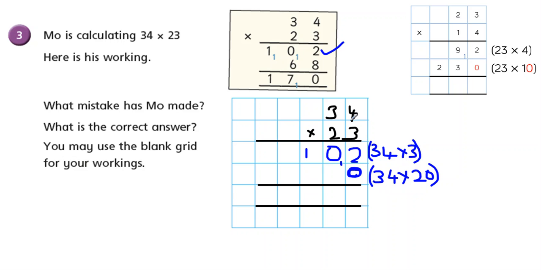I think I spotted this mistake. 4 times 2 is 8. 3 times 2 is 6. And you see the mistake that he's made. He hasn't multiplied by 20. He's only multiplied by 2. So really well done if you got that. Now the question says, what is the correct answer? So let's continue to get the correct answer. Okay, so the correct answer was 782. Mo was a long way off the correct answer. So well done today, children. Tomorrow, we're going to have a little bit more practice with long multiplication.